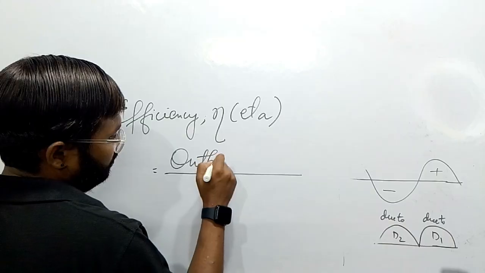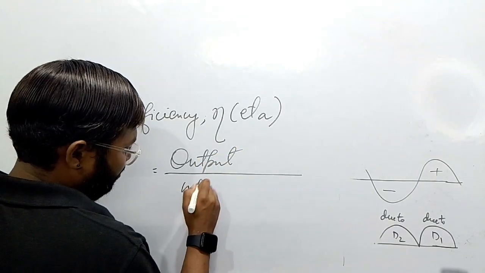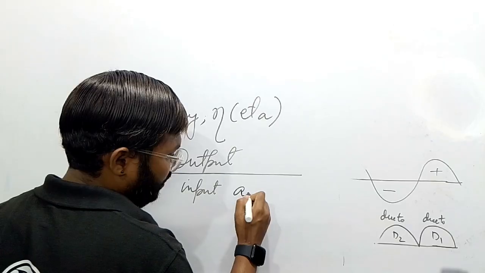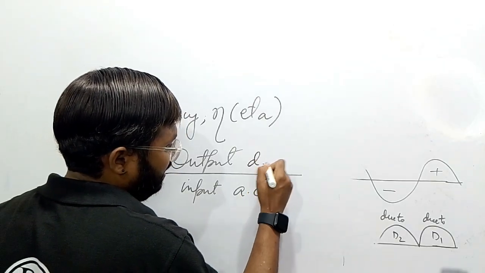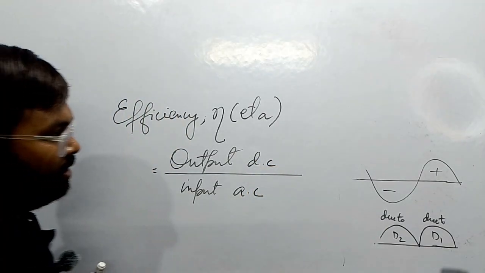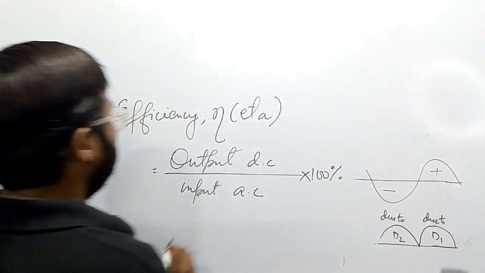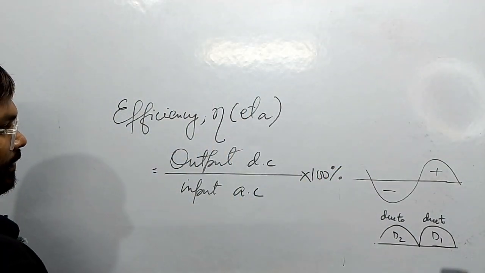output over input. Input, what we gave? Input AC we gave. Output, what we got? DC. Times 100%.